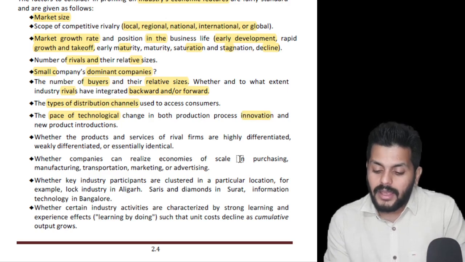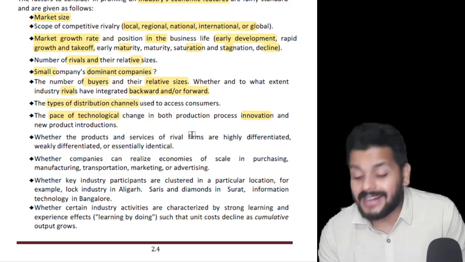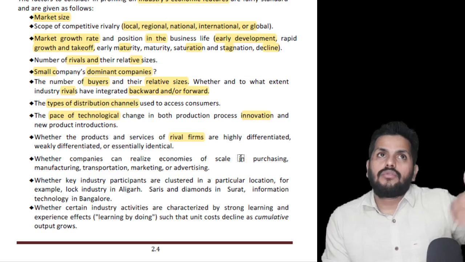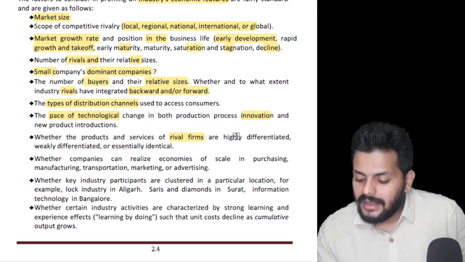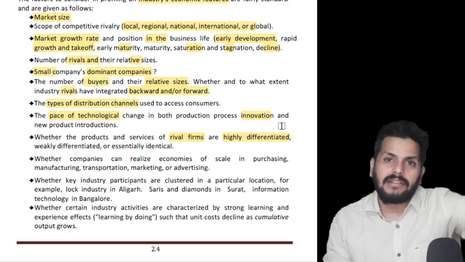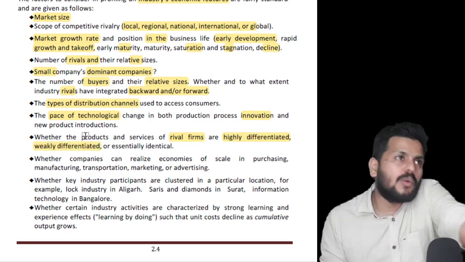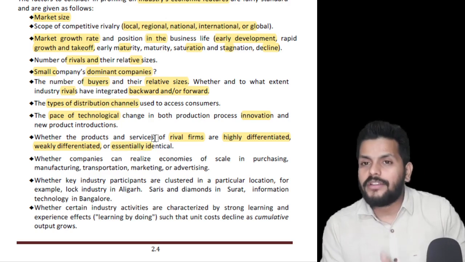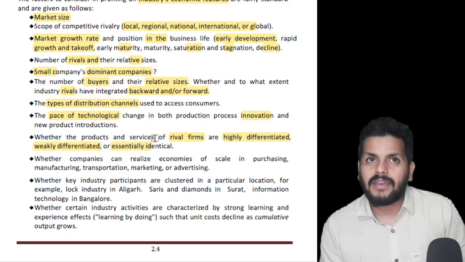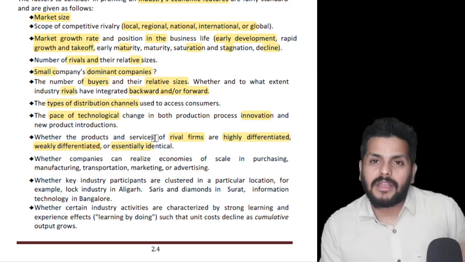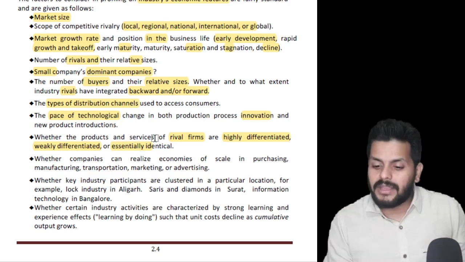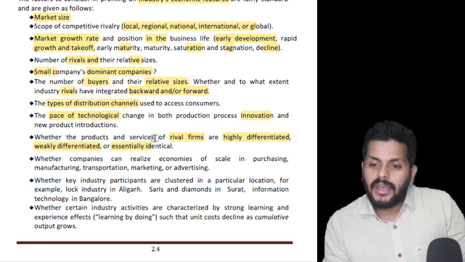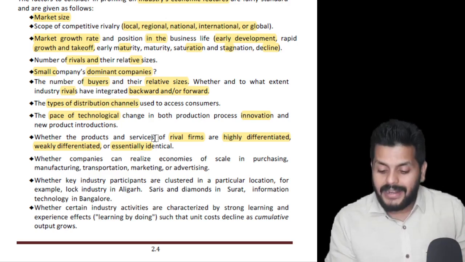So how fast or slow technology is changing, and the pace at which new products are being innovated, whether the products and services of rival firms. The question is, we have rival firms, right? So whether their products and our products are highly differentiated, that means many differences are there between them and us. Weakly differentiated means hardly one or two differences are there. Or zero differences, essentially identical. Why should we know this? Then only we can advertise accordingly. We can tell our customers that we are different from them, and rather than simply telling orally that we are different, we should tell how different we are. So that is why we have to find out whether we are highly differentiated, weakly differentiated, or essentially identical.